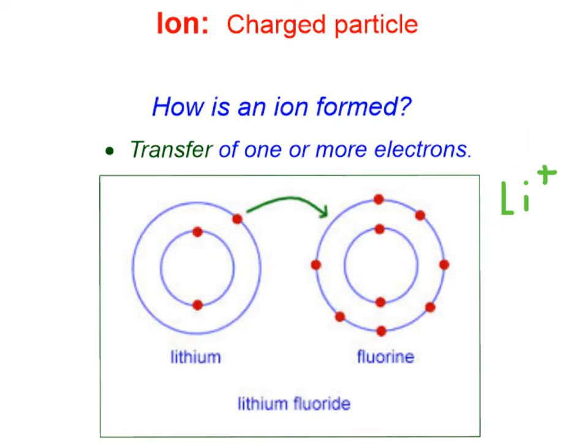We can write that like this. We write the lithium symbol and a superscript plus. We don't need to say +1 because it's assumed that it is +1 if there's only one +1 charge on it. Fluorine, on the other hand, has gained an electron. Remember, electrons are -1 charge each. So fluorine has now become a -1 charge. And we can write it like this, the fluoride ion.